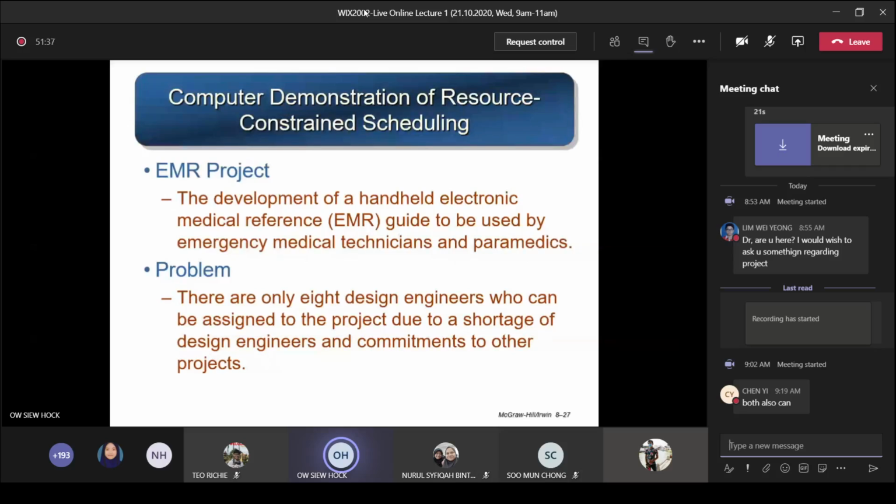So this is the problem here. There are only 8 design engineers. In this project you require design engineers, but you can have a maximum of 8 design engineers assigned to the project, due to a shortage of design engineers and their commitments to other projects. They may be needed in other projects as well, but you can have a maximum of 8 of them.